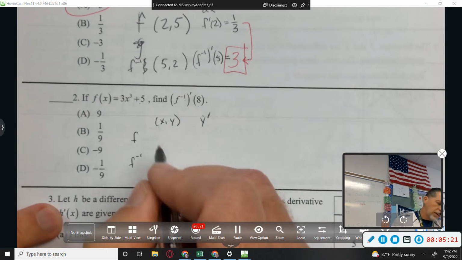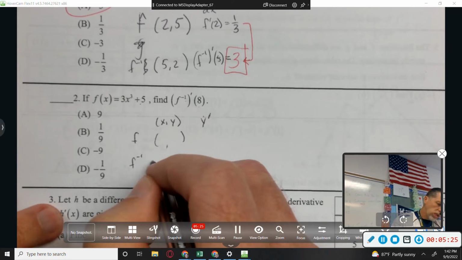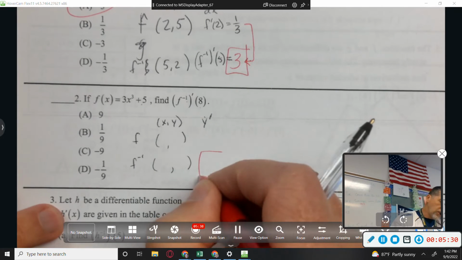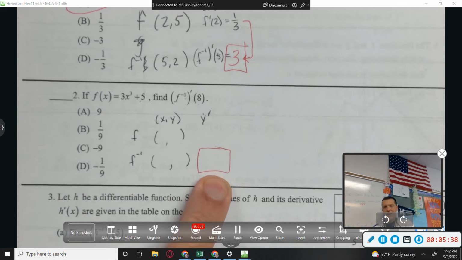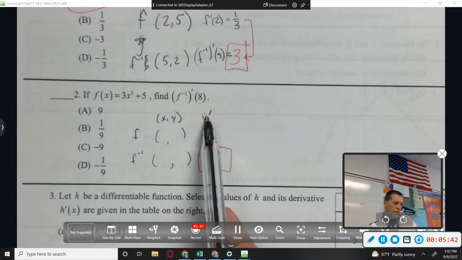So again, I set up my table with a point and a derivative. We're looking for this value. I don't have hardly anything filled in my table, but I know what I'm looking for. I want to find what goes in that box because I want the derivative of the inverse.